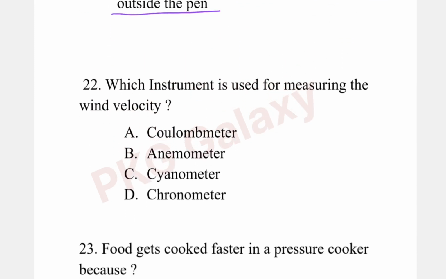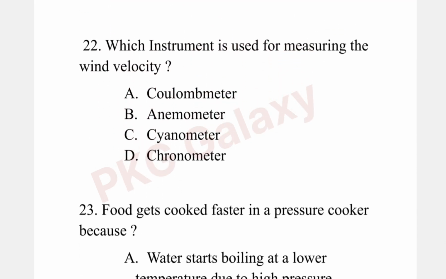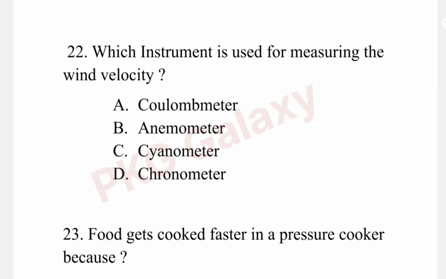Next question. Which instrument is used for measuring the wind velocity? Option A, columbometer, option B, anemometer, option C, sinometer, and option D, chronometer. So the correct answer is option B, it is anemometer.